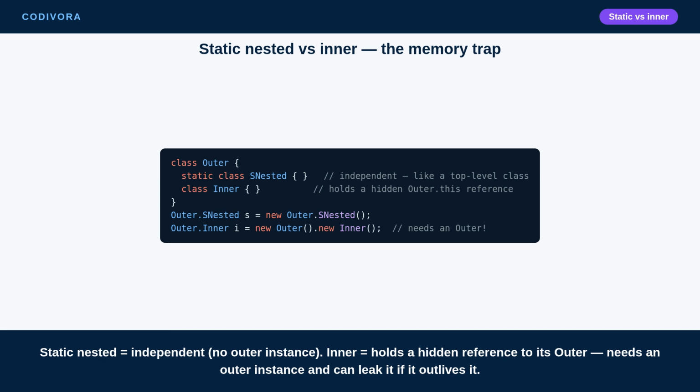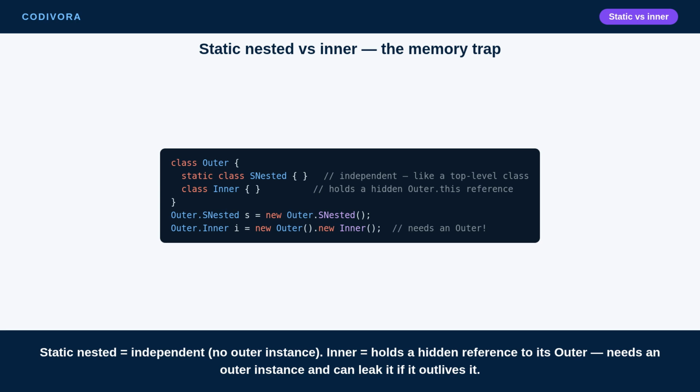That hidden reference is powerful. The inner class can use the outer's private fields, but it's also the memory trap. If an inner class instance outlives its outer, say it's handed to a long-lived listener, it keeps the entire outer object alive in memory, a classic leak. The rule: default to static nested and use a non-static inner class only when it genuinely needs access to the outer instance.